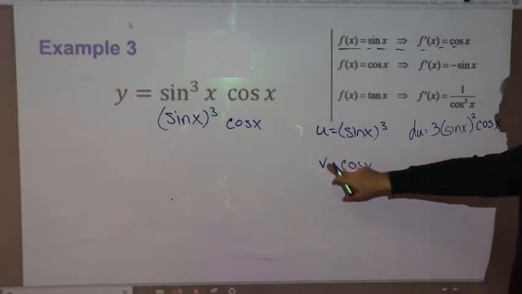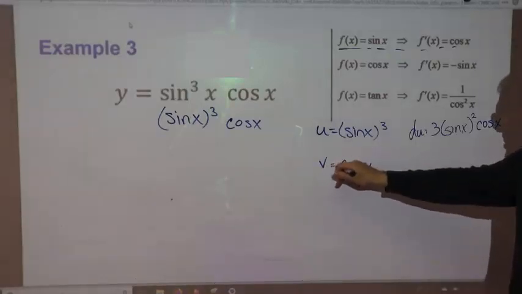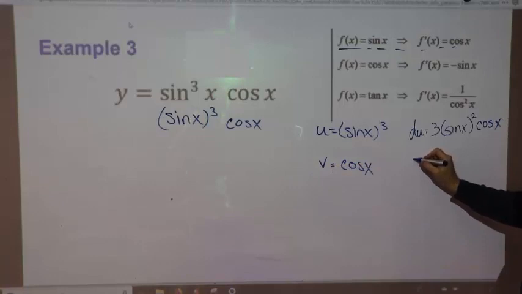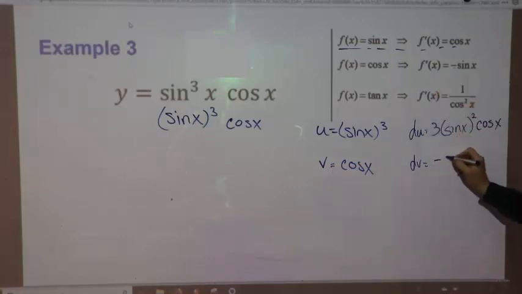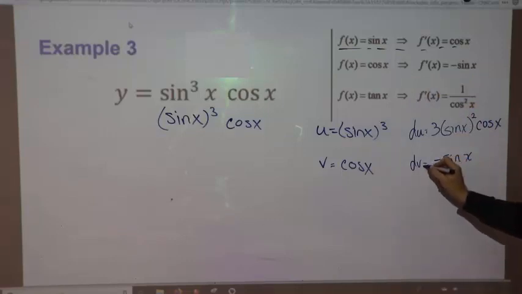The bottom one, much nicer. v is cosine of x, so the derivative of cosine of x is negative sine of x.